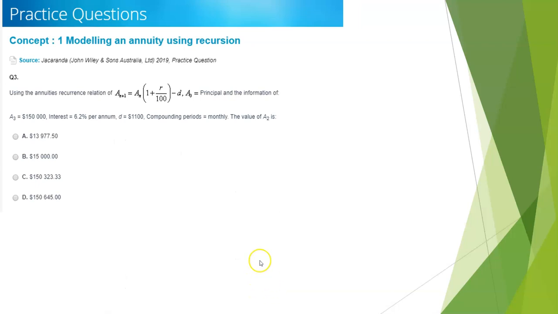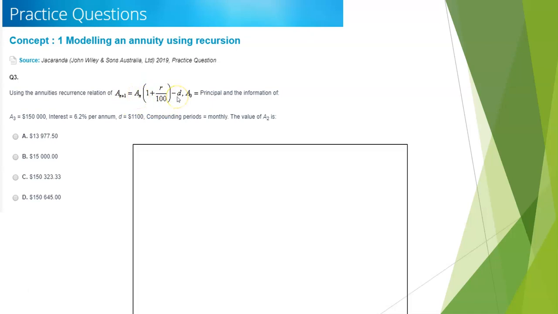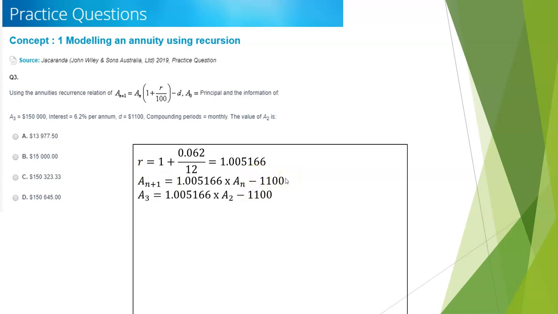Question 3. Using the annuities relation, calculate the value of A2. But we're not told where we started. We're told the value of A3. So we have to work backwards to work out what A2 is. So A3 will be our R value times A2, take away D. So let's write down what we know. So 6.2% compounding monthly. Here's our interest rate plus our R. Here's our general formula for the recurrence relation.